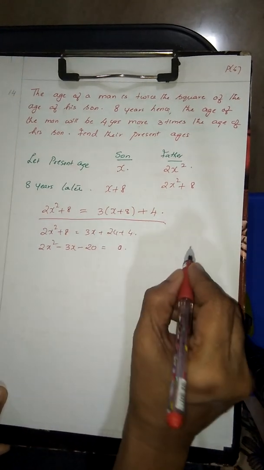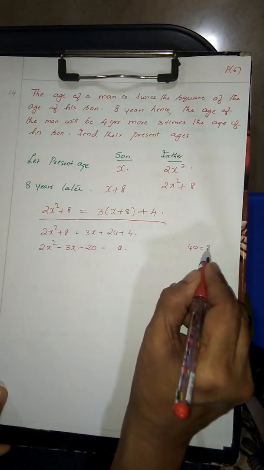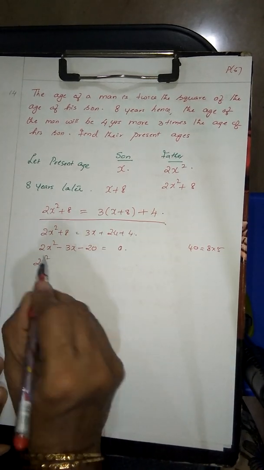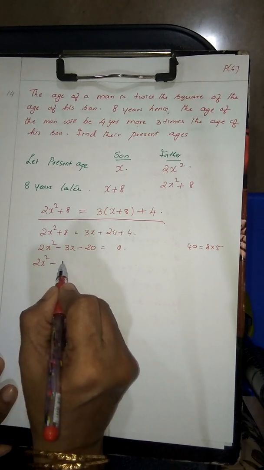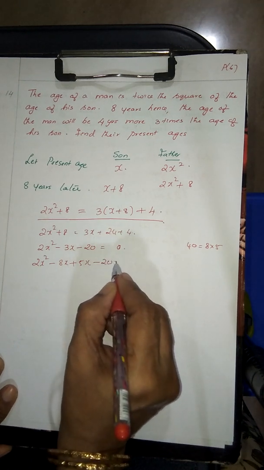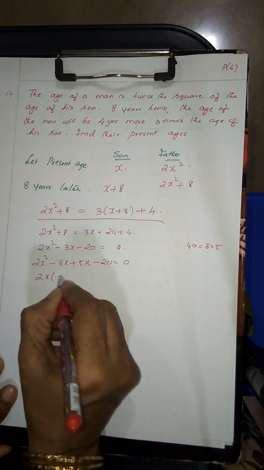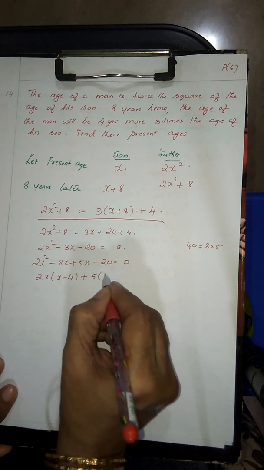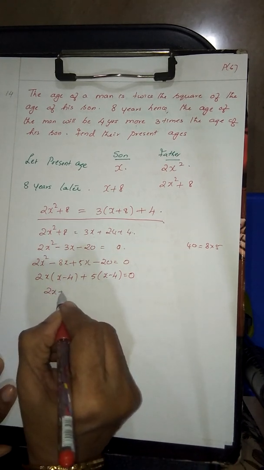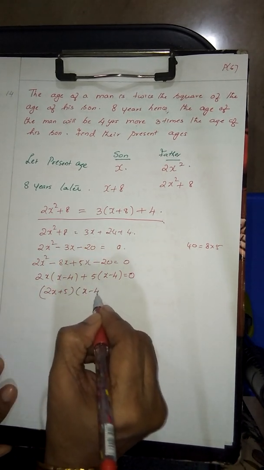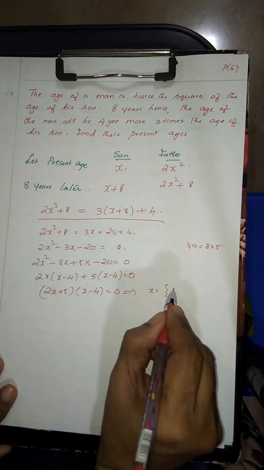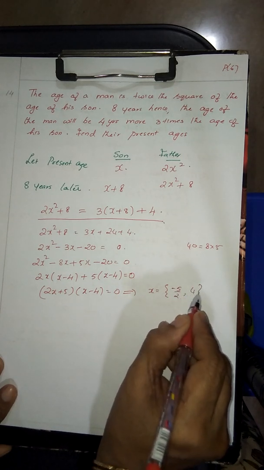So 2 into 20 is 40. So 40 we can take as 8 into 5. 8 and 5, you get 3. So we'll write this as 2x squared minus 8x plus 5x minus 20 is equal to 0. So 2x into (x minus 4) plus 5 into (x minus 4) is equal to 0. So you get (2x plus 5) into (x minus 4) is equal to 0, from which you get x is equal to minus 5 by 2 and 4.